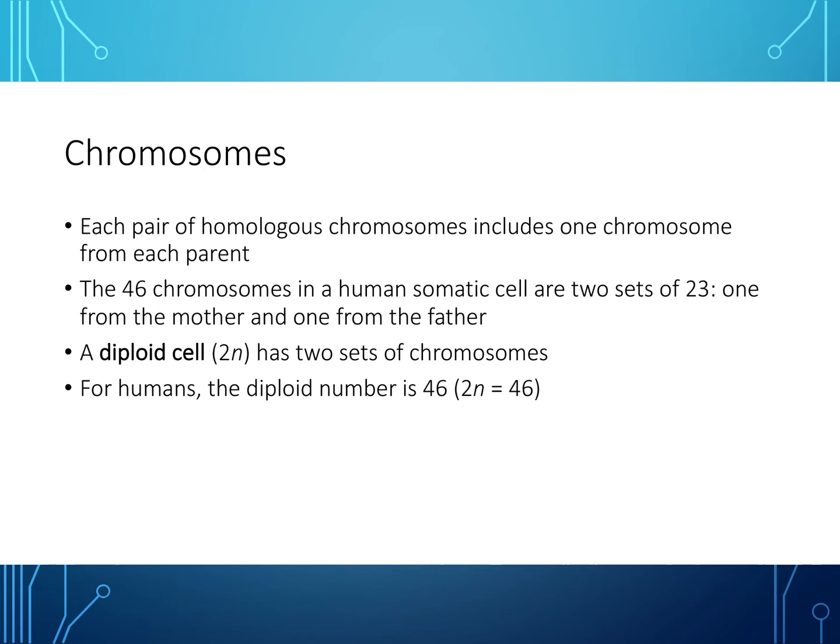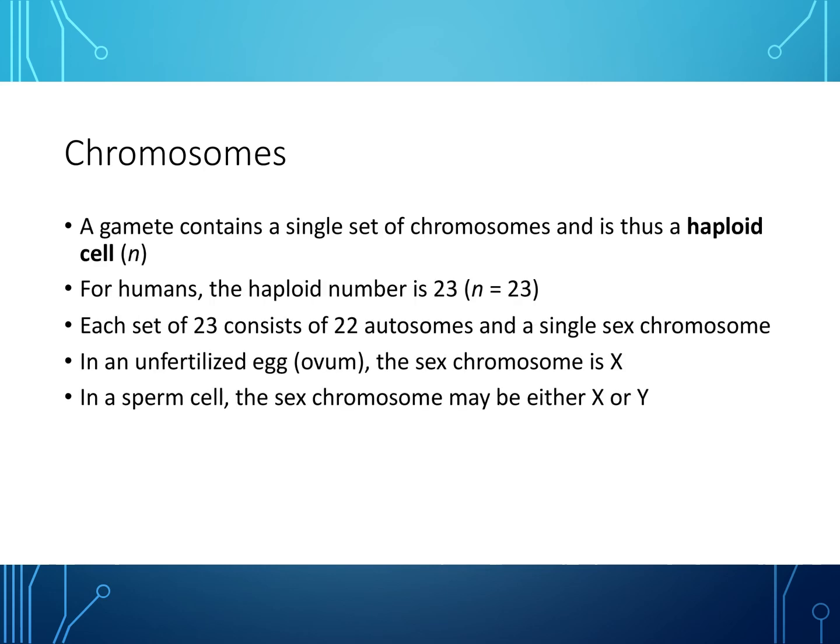The 46 chromosomes in a human somatic cell are two sets of 23, one from the mother, one from the father. A diploid cell, 2N, has two sets of chromosomes. For humans, the diploid number is 46. 2N is equal to 46. A gamete contains a single set of chromosomes and is thus known as a haploid cell. For humans, the haploid number is 23. N is equal to 23. Each set of 23 consists of 22 autosomes and a single sex chromosome. In an unfertilized egg, the ovum, the sex chromosome is X. In a sperm cell, the sex chromosome may be X or Y.